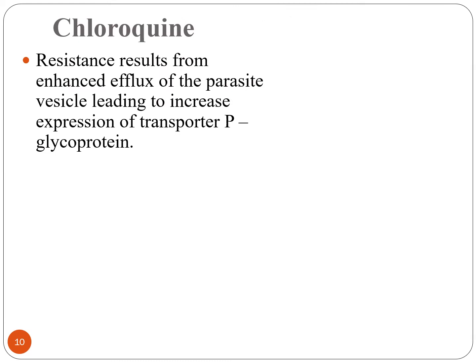Resistance results from enhanced efflux from the parasite vesicle, leading to increased expression of the transporter P-glycoprotein. As I mentioned, nowadays there is resistance to chloroquine, which results in high expression of P-glycoprotein, which effluxes, meaning pumps out, the chloroquine after it enters the RBCs and the parasite, especially in the food vacuole of the parasite. The expression of P-glycoprotein pumps the chloroquine outside the parasite. So resistance can develop in this manner.